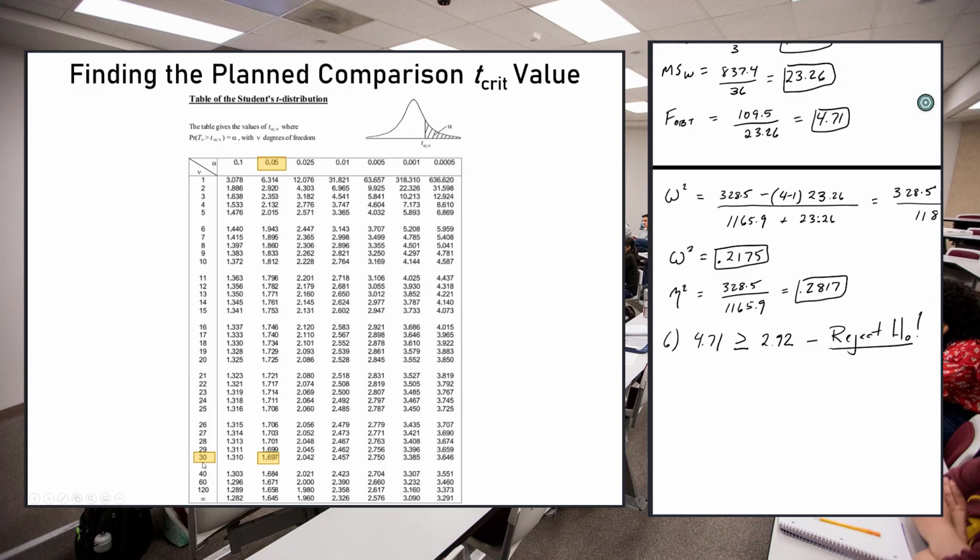But again, since we want to be conservative here, if we have a number that's over 30 and under 40, we're going to go back up to the numerically lowest number in the table. So we're going to go to 30. And our t-critical value is going to be 1.697.